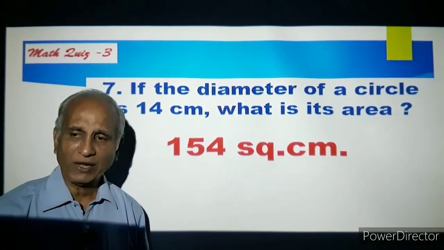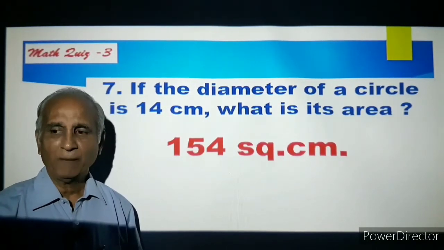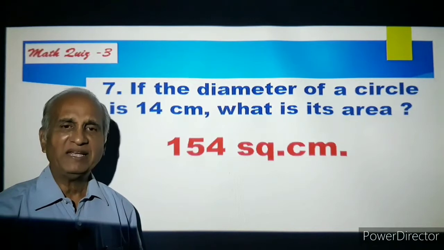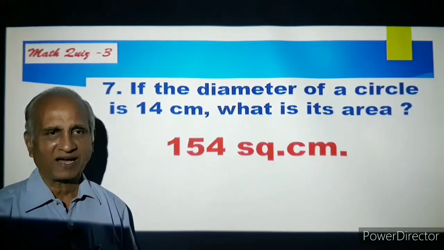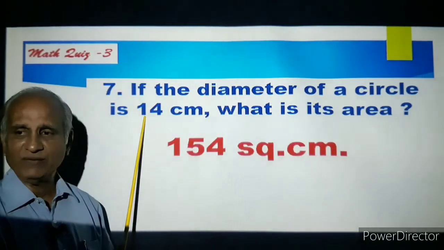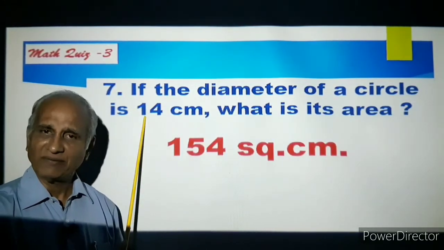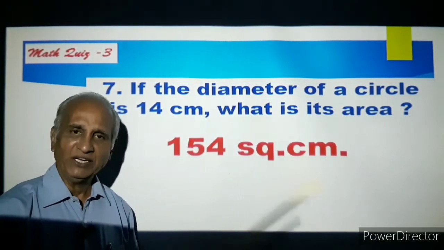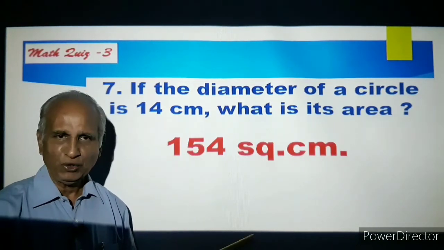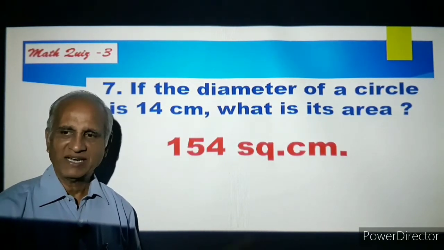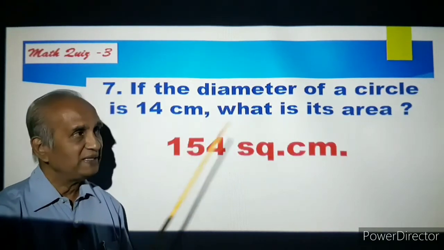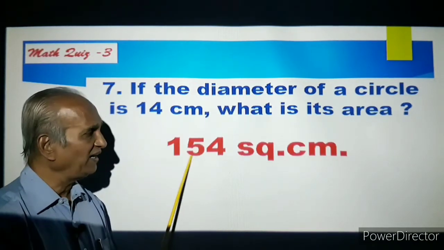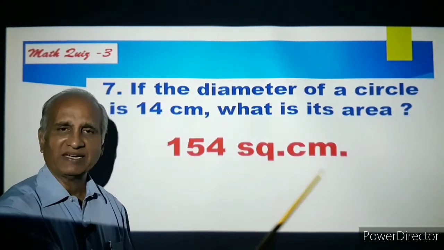What is the formula to find out the area of a circle? It is pi r squared. Pi into r into r. Pi is 22 by 7. How much is r? It is half of d given here. 14, half of it is 7. So 22 over 7 into 7 into 7. So 7 in the denominator gets cancelled with one of the 7s. What remains in the numerator now is 22 into 7. Multiply, it is 154 square centimeters.